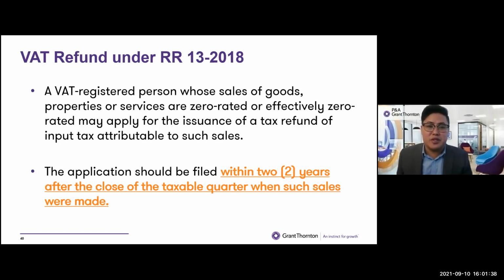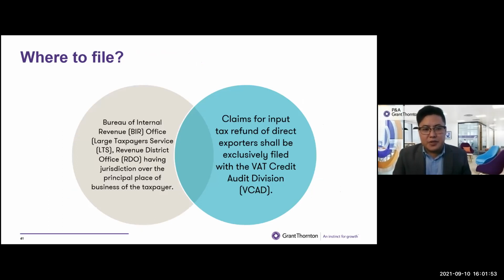Of course, there are revenue memorandum circulars issued by the BIR as to what are the documentary requirements in case companies or registered business enterprises will claim for refund. So where to file the refund? Of course, as clarified under the CREATE law, it will be filed in the RDO or the LTDO having jurisdiction over the principal place of business of the taxpayer, and claims for input tax refund of direct exporters shall be exclusively filed with the VAT Credit Audit Division or VCAD. What do we mean by direct exporters? So these are the exporters, as what I've mentioned, whose sales is VAT zero rated, but they have supplies that is already being subjected to VAT, maybe because it is indirect in the first place.